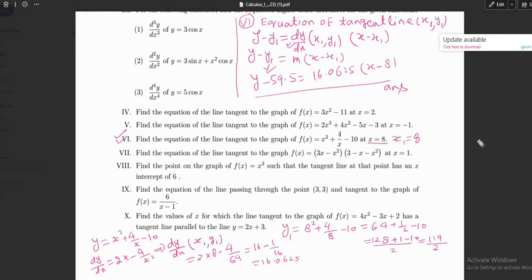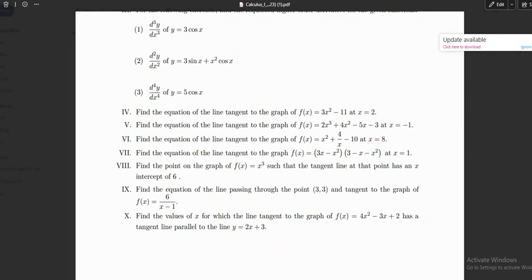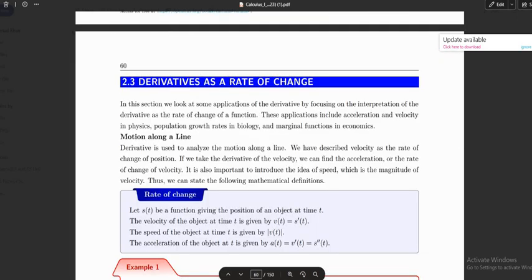Hopefully you people understand. So now I'm coming to the next part, which is nothing but derivative as a rate of change.